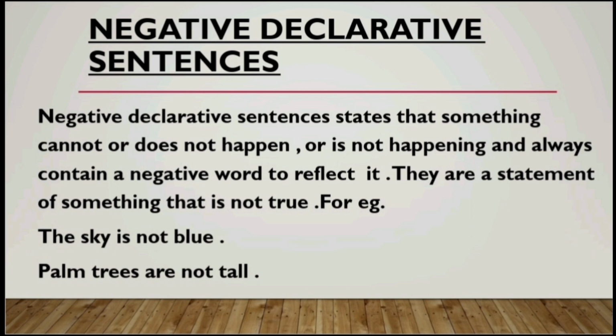So it always contains a negative word like never, not, no, nobody, etc. Have a look at this example here. The sky is not blue, something that's not like that. Similarly, palm trees are not tall.